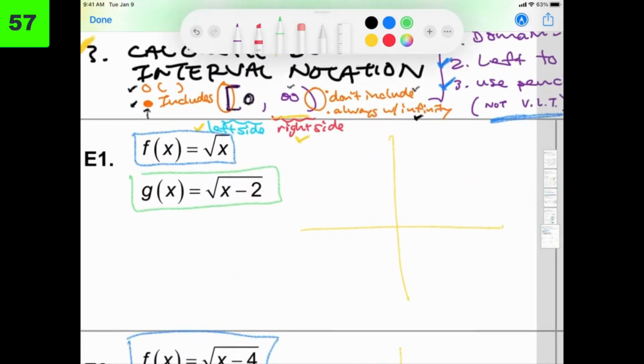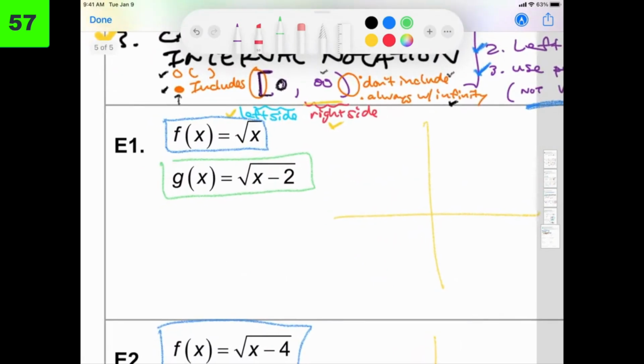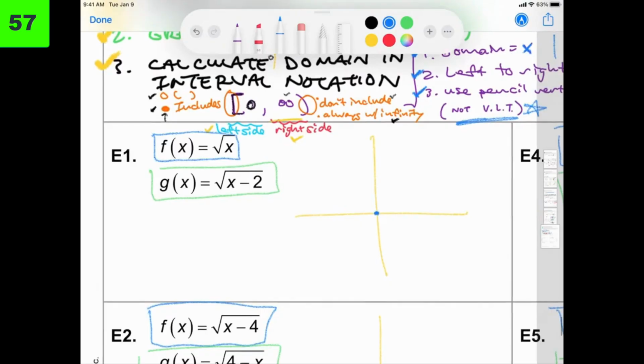Go ahead and graph the blue f of x there. And that graph just looks like this. Remember 0, 0. You're trying to pick numbers like 4, 2, and square root of 9 would be something like 3. Okay, you don't really need the points, but that's just the general shape. That's the big idea.